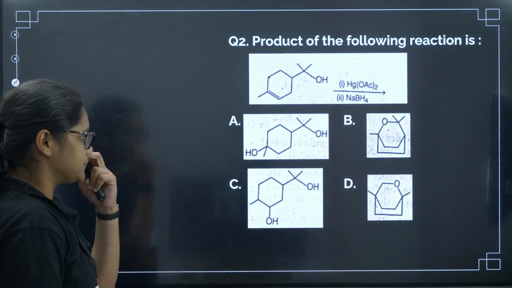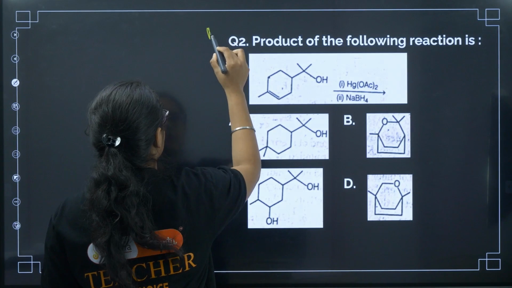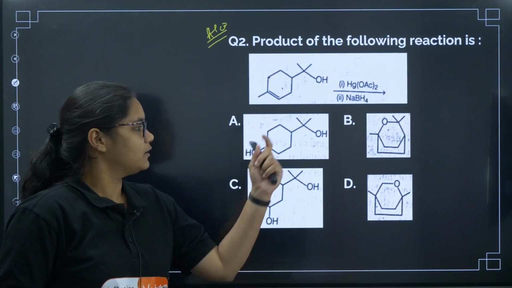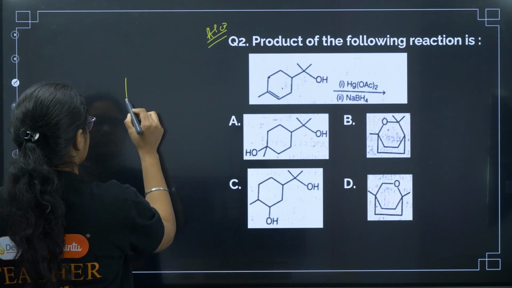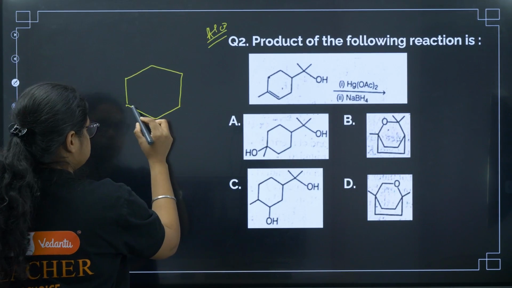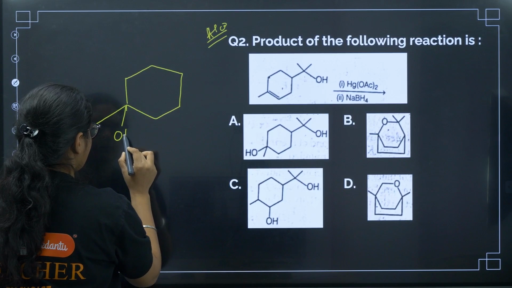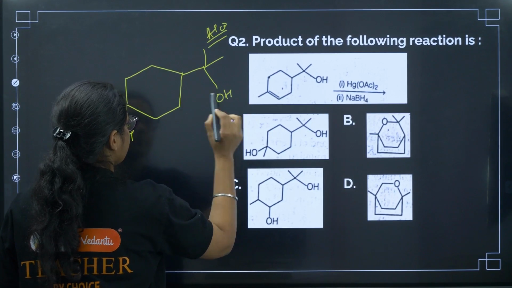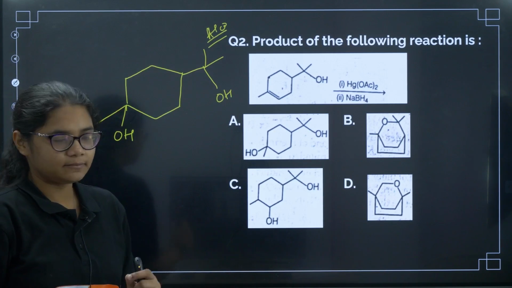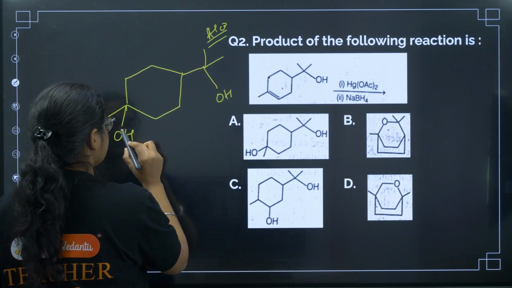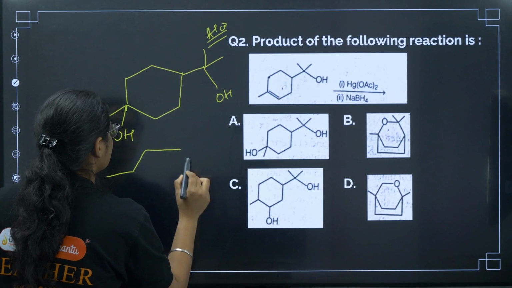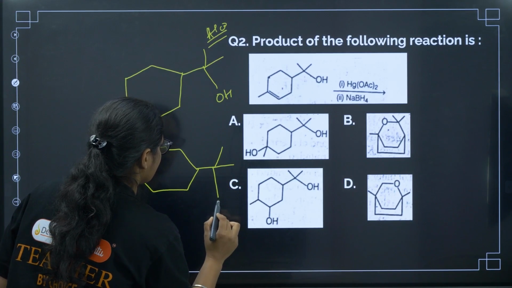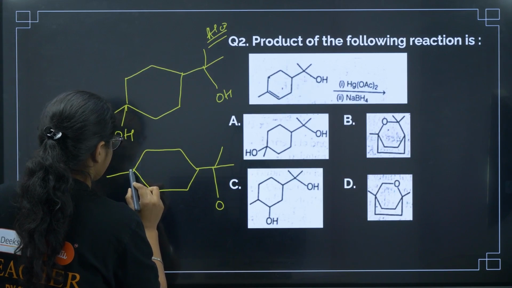Product of the following reaction is: so this reaction is from your alcohols chapter, right? So when you do Hg(OAc)2 and then NaBH4, we get a compound, this one. Here OH will be forming and we have this one and then here OH. Okay, so now what happens, there is a dehydration process taking place and we will get this compound like this. O here, then I'll connect.